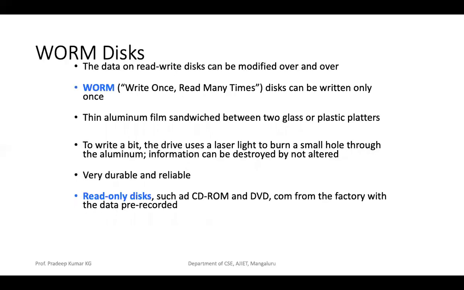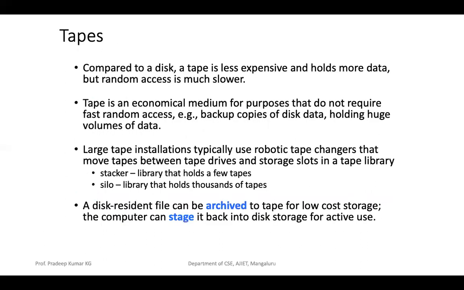Then we have WORM disks: write once, read many times, like a normal CD, not rewritable. Rewritable disks do not come under WORM disks. WORM is nothing but write once and read many times. For example, we may give CD-ROM, DVD, or factory-loaded motherboard disks. You cannot write again. Then tape: magnetic tapes, stackers, silo. These are all examples we can give for different storage.